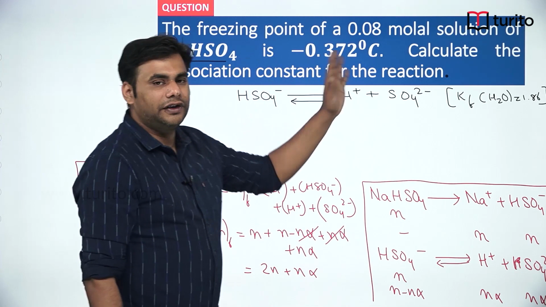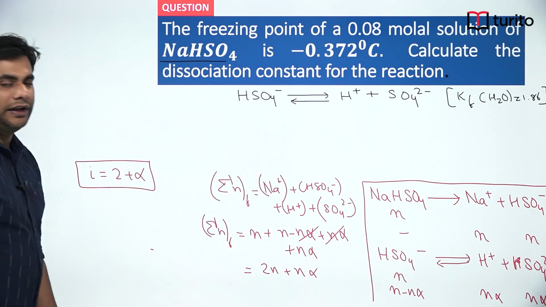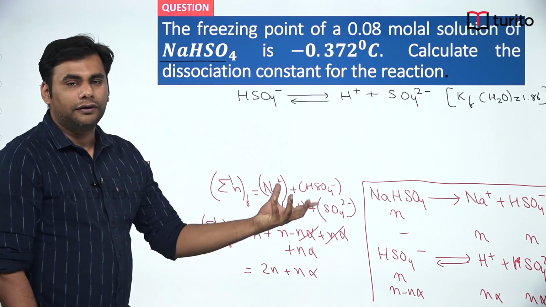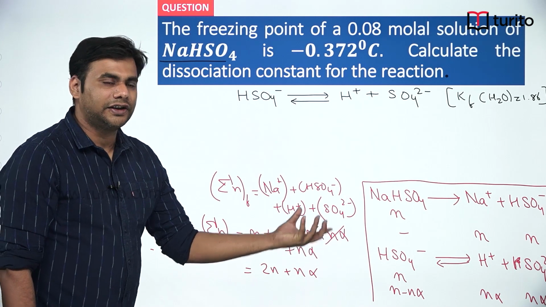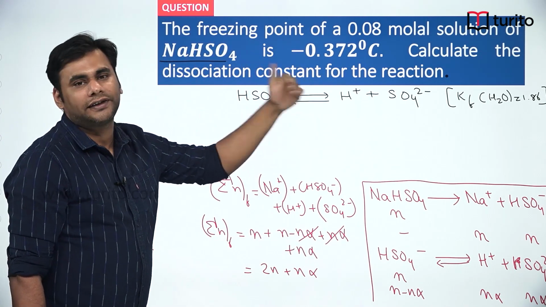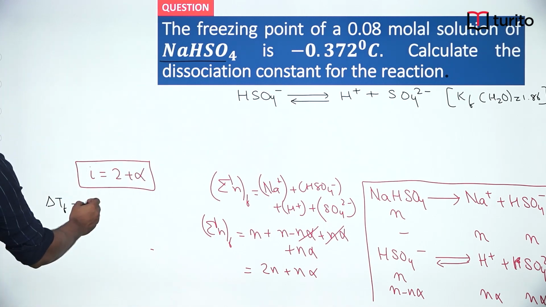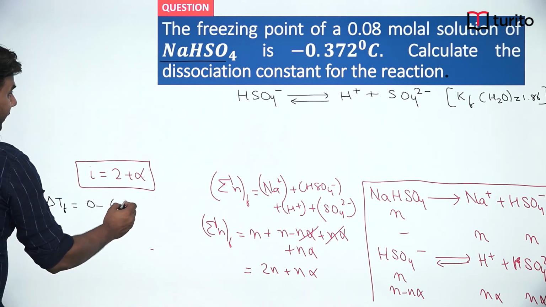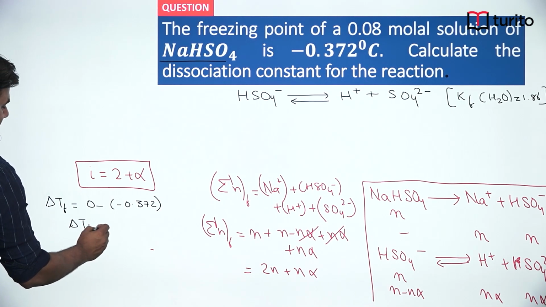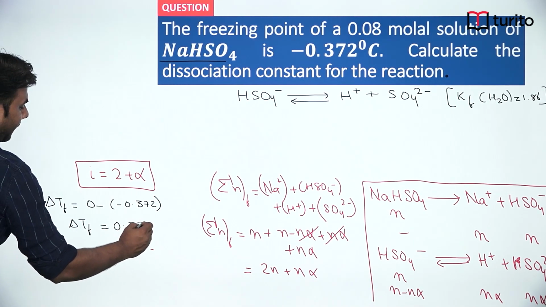Now the freezing point of this solution was given to us as minus 0.372. Initially we had water, whose freezing point is 0 degrees Celsius. We added this NaHSO4 and its freezing point became minus 0.372. So the depression in freezing point would be 0 minus minus 0.372. So delta TF would become 0.372.